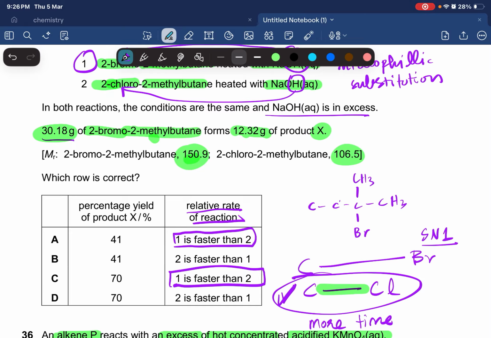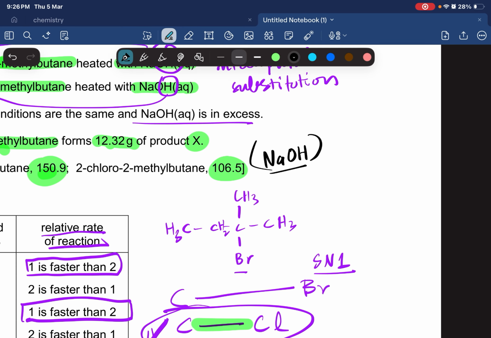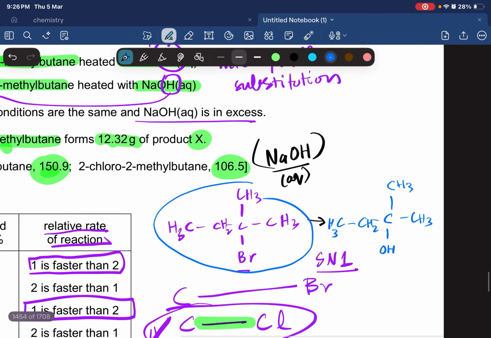But we're not interested in the mechanisms right now. What we're only interested in is that there's a bromine here. And we have 30.18 grams of it, but we don't care. Right now, we're just going to form the product. And if we add NaOH to it, which is going to be aqueous and in excess, what's going to happen? What's going to happen is that we're going to have carbon, OH, CH3, CH3, CH2, and then CH3.